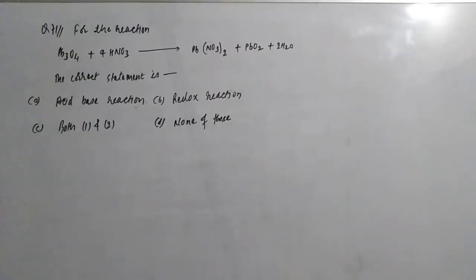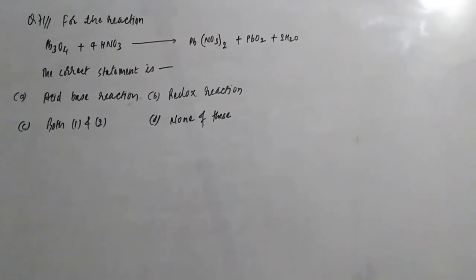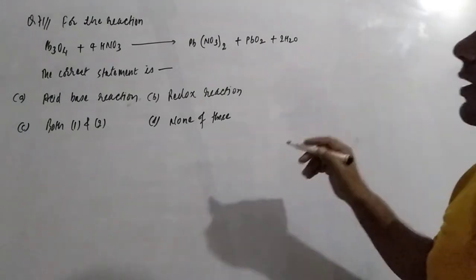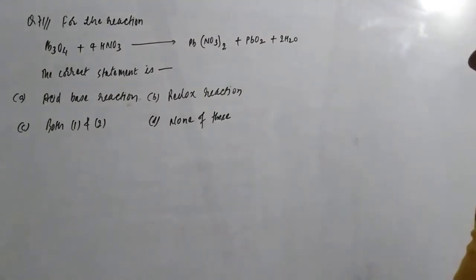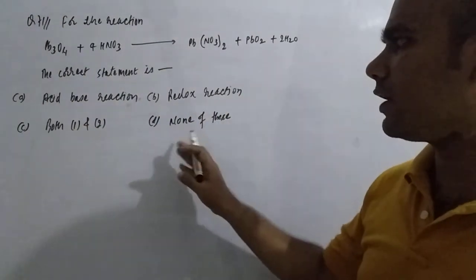And now let us see problem number 71. What could be problem number 71? So 71 is saying, for the reaction Pb3O4 and 4HNO3, it is giving lead nitrate plus lead oxide plus water. The correct statement is: acid base reaction, redox reaction, both 1 and 2, none of these.